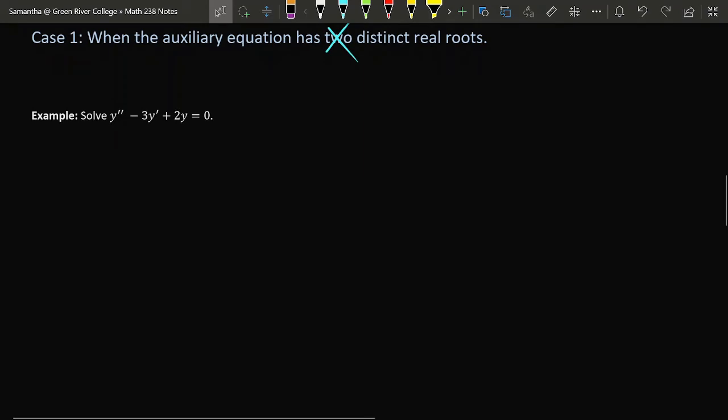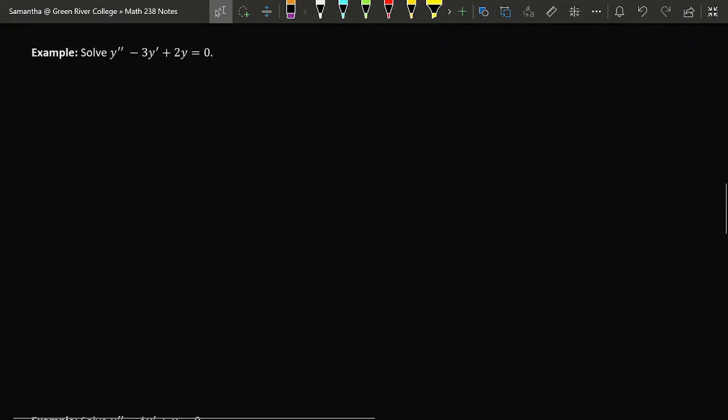Let's solve the differential equation y double prime minus 3y single prime plus 2y equals 0. First, let's acknowledge that this equation is homogeneous with constant coefficients. All of the derivatives are being multiplied by just numbers. Y double prime is multiplied by 1, y single prime by negative 3, and y with no primes by positive 2.